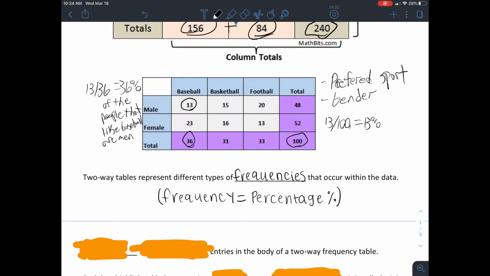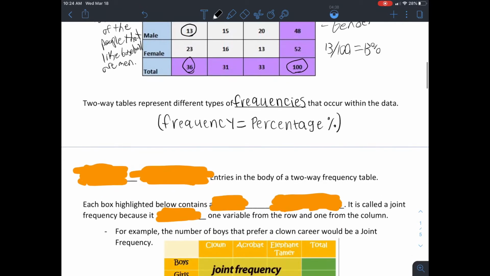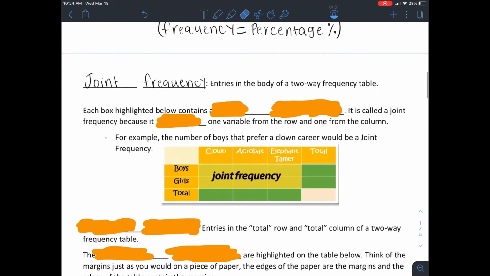Now, class, of course, these different frequencies do have names, and we are actually going to dig into that tomorrow. We're going to talk about all the different relative frequencies that these type of tables tell us. But next, we're just going to learn a little bit more about how these tables are constructed.